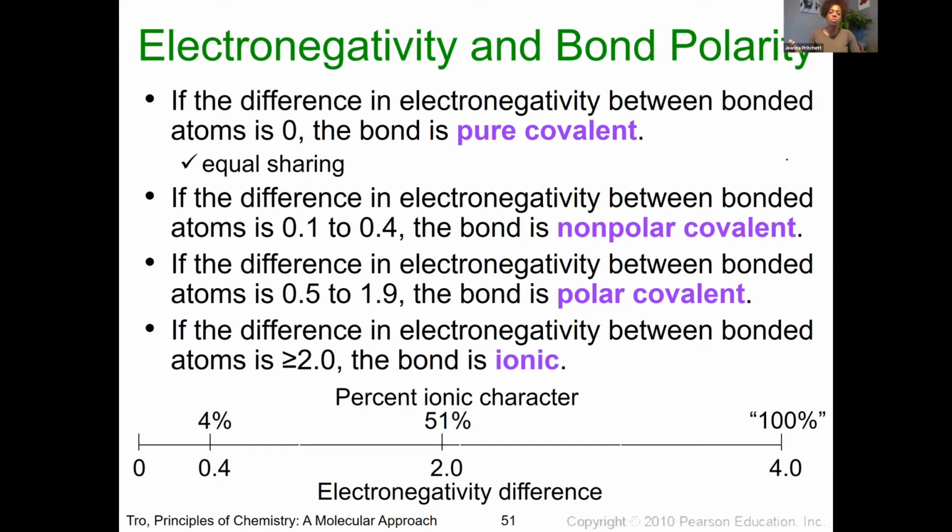If there's a difference of 0, then we say that it is a pure covalent substance. If there's a difference between 0.1 to 0.4, that is a nonpolar covalent, meaning it's uneven sharing, but it's not really that defined, okay? So we're kind of going back and forth. If the difference is between 0.5 and 1.9, well, that's where we have a polar covalent compound. And again, that means uneven sharing. I'm pulling it more towards me. And then if the difference is greater than 2.0, that is where we have an ionic compound being created.